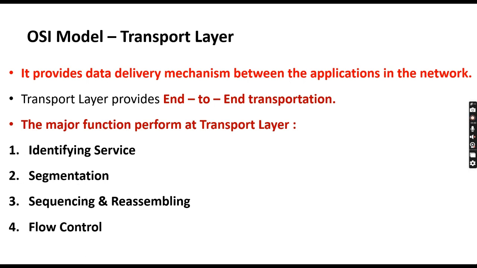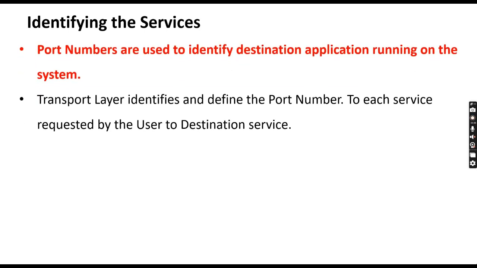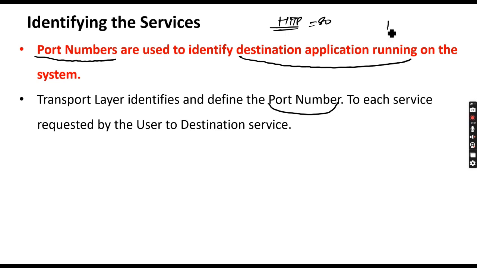A couple of points about how you can identify the services. Read this. Basically there is something called port numbers, and port numbers are used to identify the destination applications which are running on the systems. Make sure the transport layer identifies and defines the port numbers for each and every service requested by the users. You might have seen that HTTP has the port number 80, HTTPS has the port number 443.